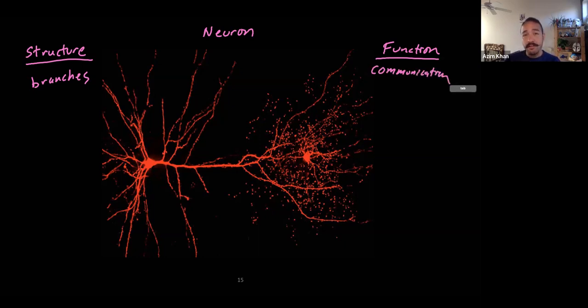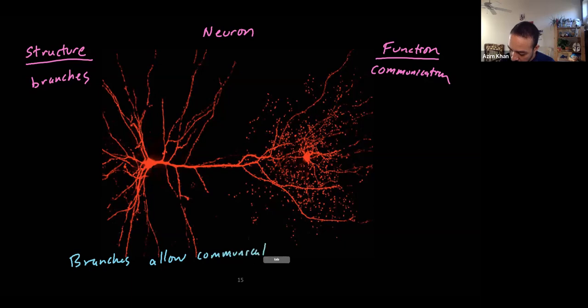How does the structure of a neuron relate to its function? By having branches, branches allow neurons to receive input and send output from multiple or to multiple places, with other neurons, with other targets. We'll get to all that later. We'll just put with other cells for now.